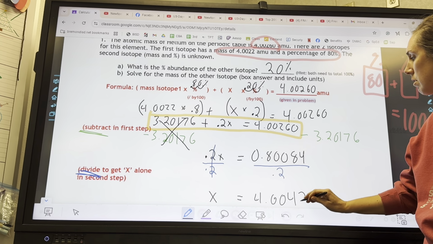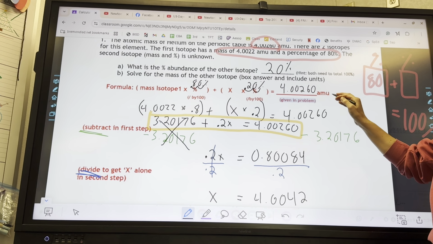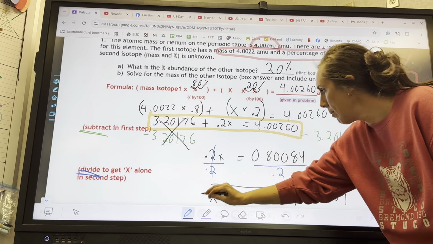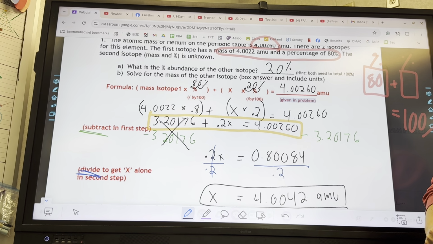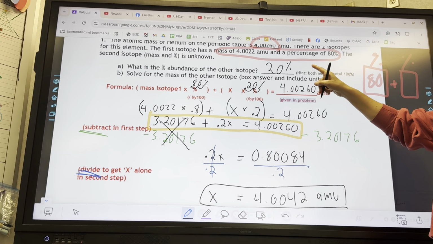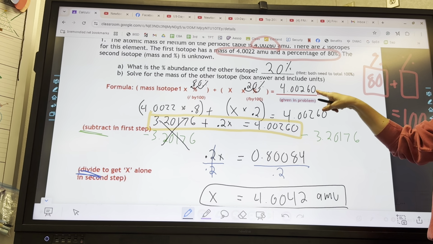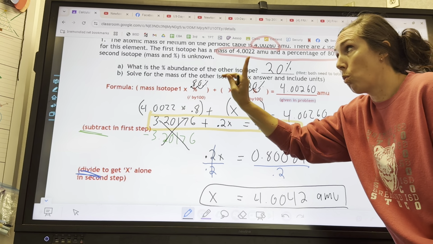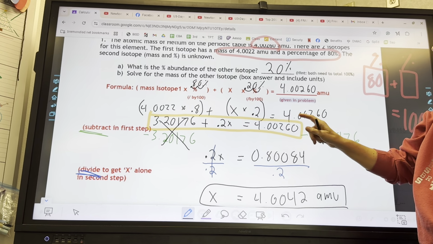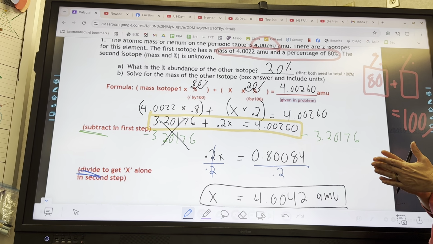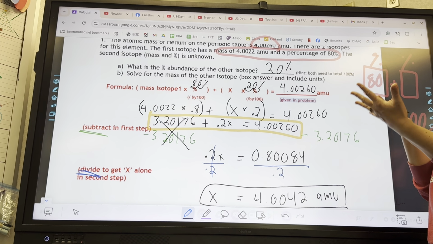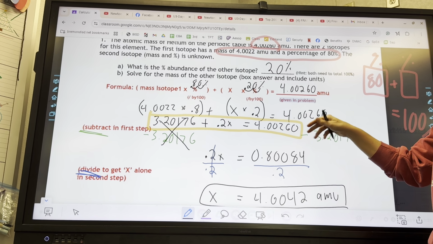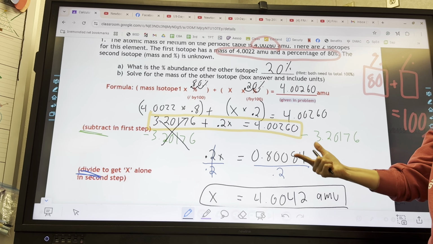4.0042. Good. And we'll bring back our units. Atomic mass units. Boom. Okay. So once we properly sub in, we sub in what they tell us the end amount is. We sub in what the isotope 1 mass and percentage is. We know what the isotope 2 percentage is because they must equal 100, so we're only left with one unknown. Once we multiply that out, we know we're going to subtract first, then divide.